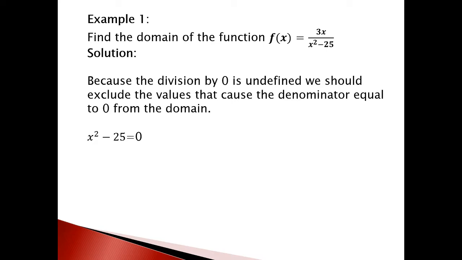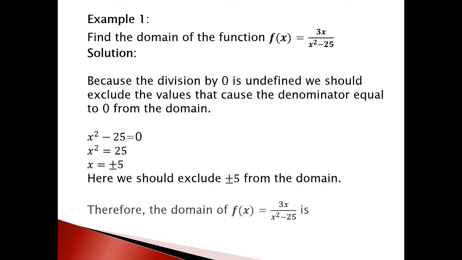So x squared minus 25 is the denominator, and we need to find the values that cause this denominator to equal 0. So we have the equation x squared minus 25 equals 0, and we are going to find the values that make the denominator 0. So x equals plus 5 and x equals minus 5 make the denominator 0. Therefore, we have to exclude minus 5 and plus 5 from the domain of this function. So the domain is negative infinity to negative 5, union negative 5 to positive 5, union 5 to positive infinity.